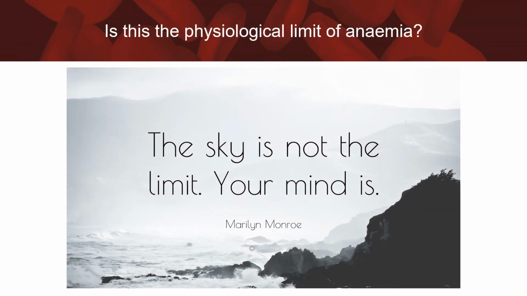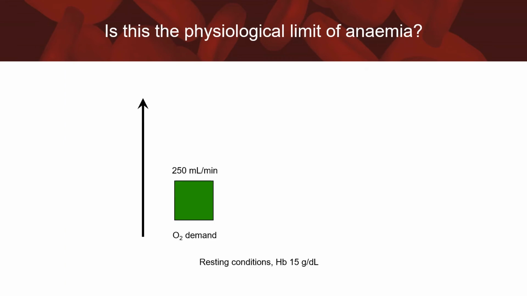However, these thresholds are far away from what an organism can compensate, and therefore this limit of anemia is given by guidelines, but is actually not the physiological limit of anemia. The physiological limit of anemia is defined by the oxygen demand of an organism, which under normal resting conditions is about 250 milliliters per minute.